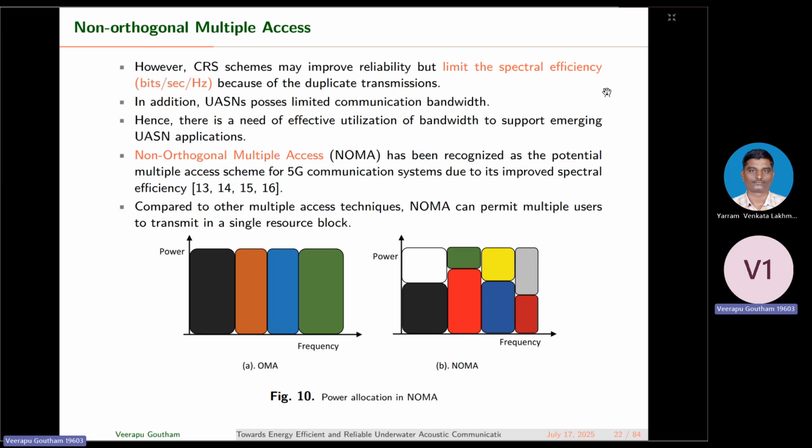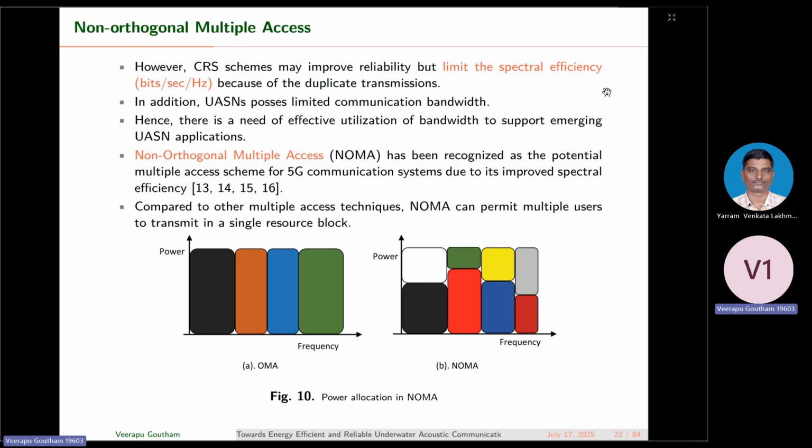Recently there is a technique called non-orthogonal multiple access, which has been recognized as a potential multiple access technique for 5G communication due to its improved spectral efficiency. NOMA is considered one of the techniques which can improve the spectral efficiency. How NOMA works, this figure one here is showing orthogonal multiple access.